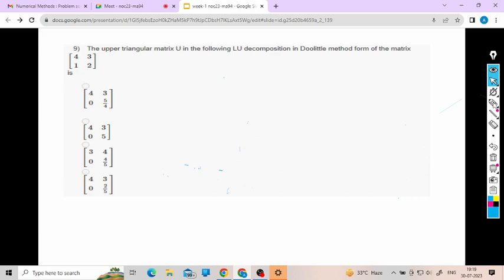Okay, so have you got the answer? It will be A. It's correct. So you will get the upper triangular matrix U as 4, 3, 0 and 5 by 4. Fine. So let me just go through how you will get this answer.